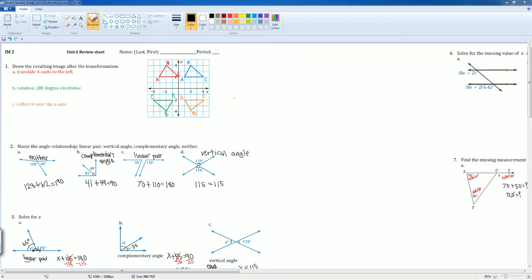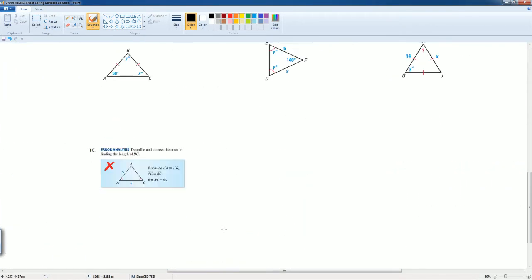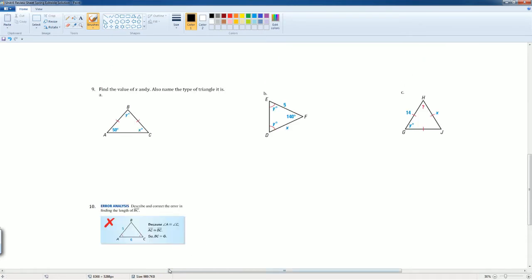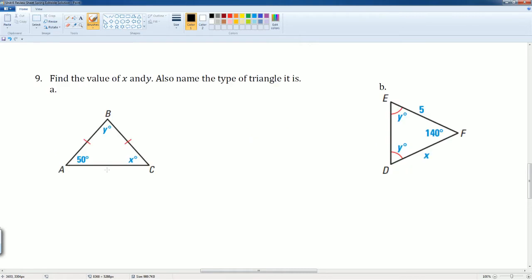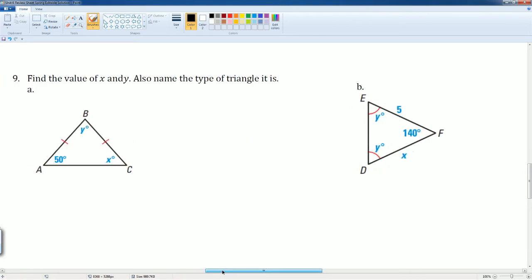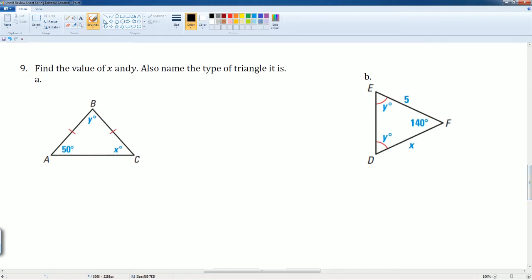In this video, I will be covering the last two problems on the review sheet, which are questions number 9 and question 10. Let's take a look at number 9. Number 9 asks us to find the value of x and y, and also to name the type of triangle it is. So, let's take a look. Number 9.